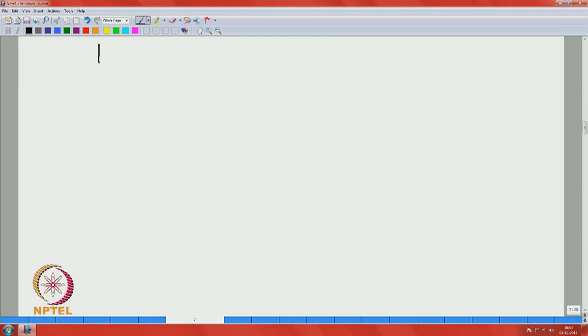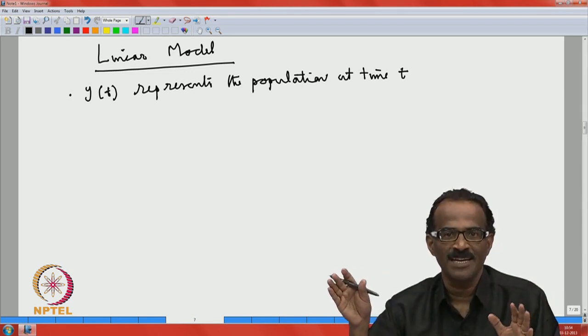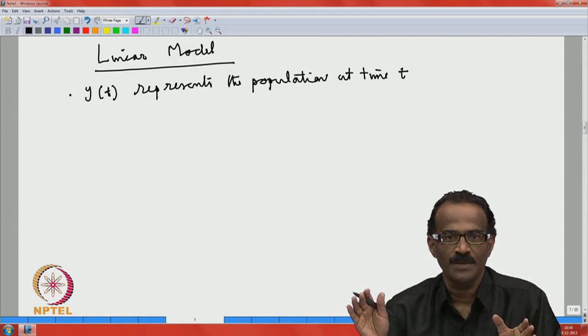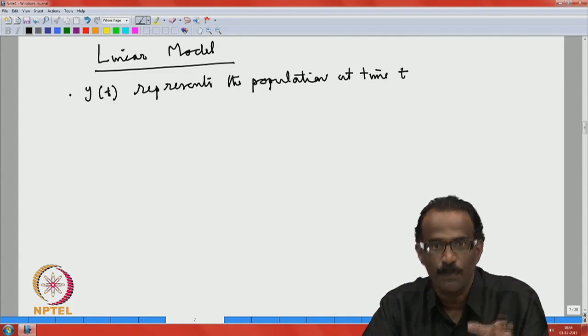So we will have the linear model. Suppose y(t) represents the population at time t. How does a population grow just based on the population itself? No influence from anywhere else. You have enough space, no competition, no natural disasters, nothing. It depends only on the number of people available.